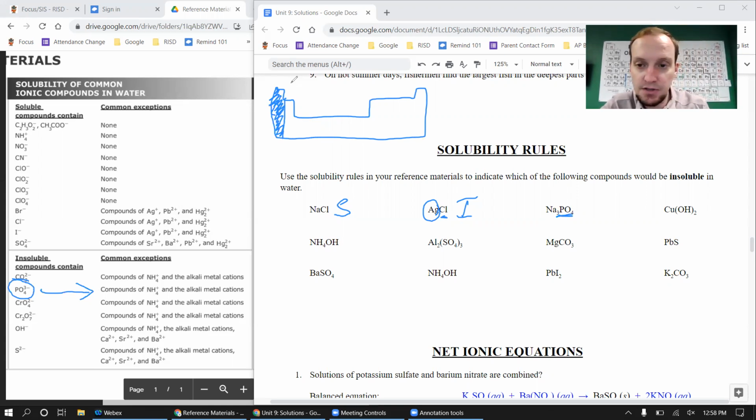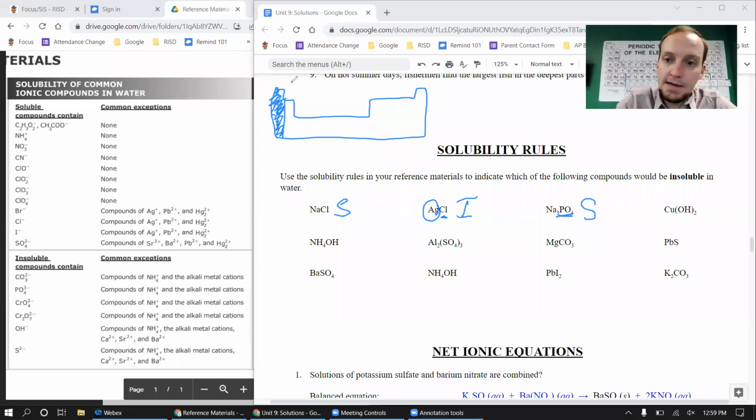So back to the problem, PO4 should be insoluble unless it is bound to ammonium or any of the group 1 metals. Now, sodium is located right there. Sodium is a group 1 metal. Therefore, it is an exception. It will no longer be insoluble. It makes it the opposite, which is now going to be soluble. If sodium was not there, it would stay insoluble.